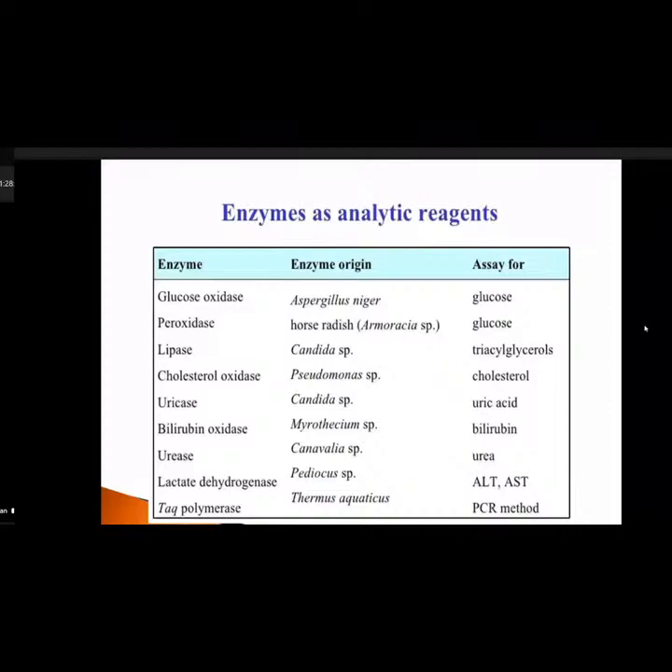Lipase is used for triglyceride assay. Cholesterol oxidase is used to assay cholesterol. Uricase for uric acid assay. Bilirubin oxidase for bilirubin estimation. Urease for assay of urea. The increased amount of urea indicates kidney disorder, kidney damage, and also bone disorder.